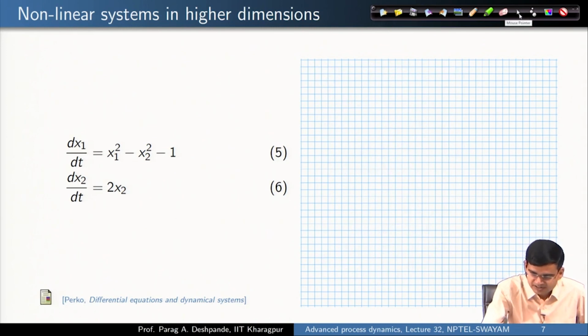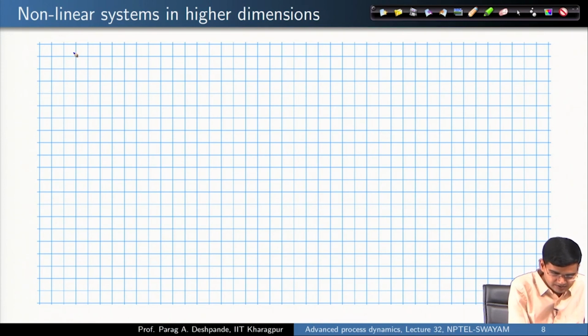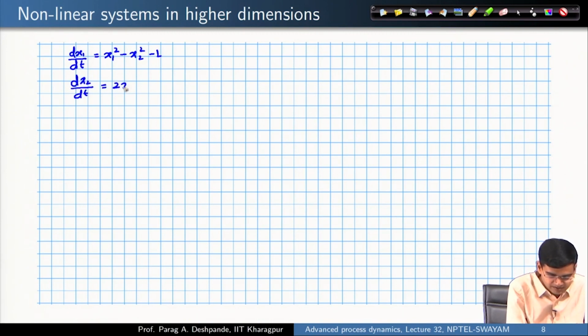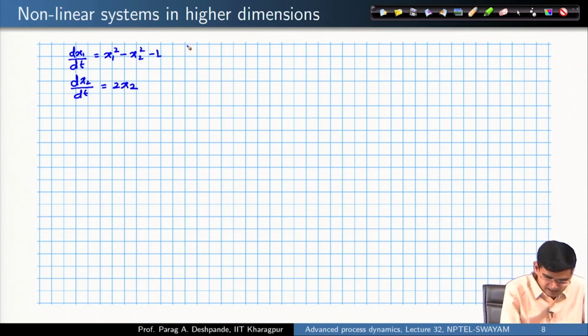So, let me see if we can do that. So, x 1 squared minus x 2 squared minus 1. So, d x 1 by dt is x 1 squared minus x 2 squared minus 1, and dx 2 by dt is equal to 2 x 2.